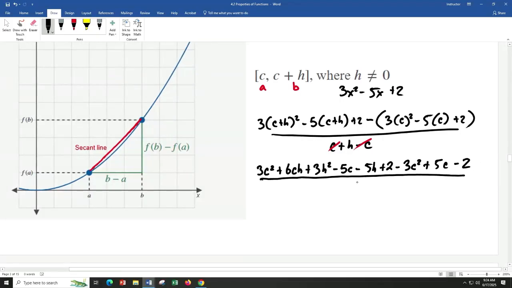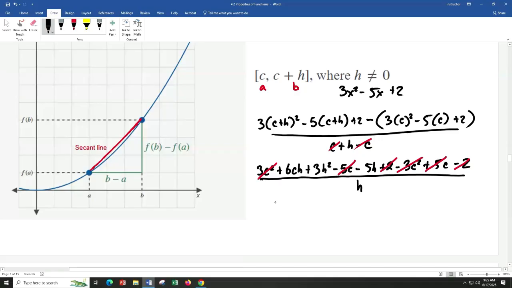That's better. Look at it carefully. Come in here, notice, hey, I have a 3c squared and I have a negative 3c squared. I have a positive 2, I have a negative 2. Negative 5c plus 5c. Look at the rest of it, there's nothing else, right? Nothing else can cancel, so I can rewrite from here.